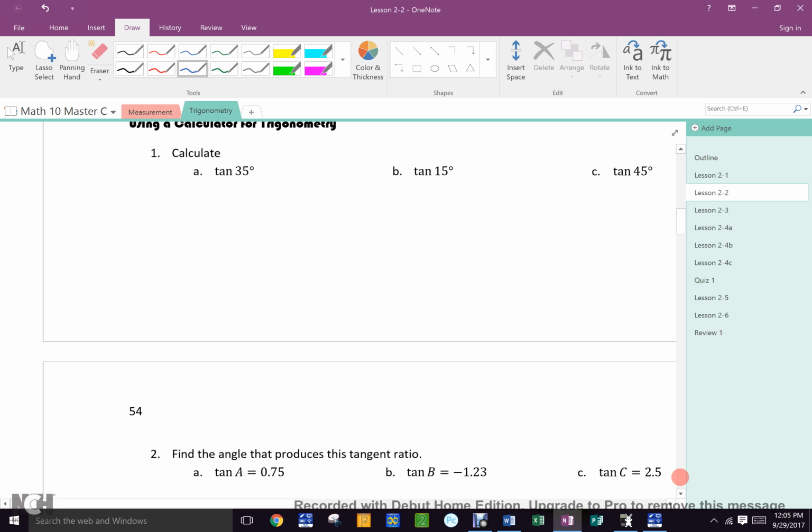Excellent. All of you push the button that says tan. Then, most likely your calculator will put a bracket there for you. If it doesn't, it's no big deal. You then push 35. If your calculator put a bracket, you close the bracket. If it doesn't, you don't have to push a bracket. Then you push equals, and you tell me what your calculator says. Nick.